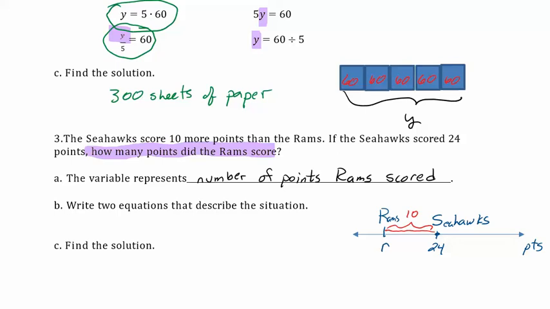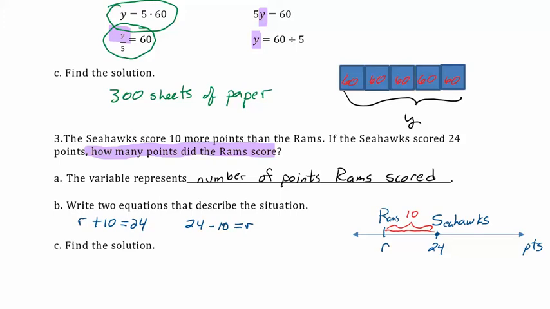So looking at this diagram, looking at this number line, I see a few things. I see if I start at R and add 10, I'll end up at 24. So one equation could be R plus 10 equals 24. Another equation I see is if I start at 24, I could subtract 10 and I would end up at R. So I could say 24 minus 10 equals R.